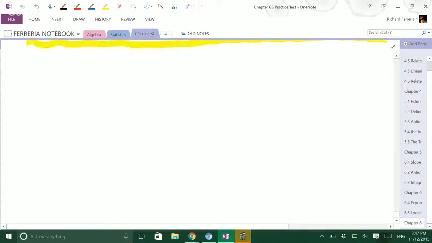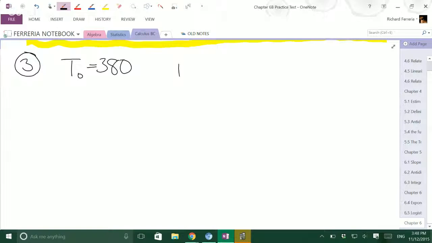Let's take a look at number 3. Newton's law of cooling. The instant the cake is taken out of the oven, its temperature is 380. I believe they're telling you T naught there, right? So T naught is 380. And that better be Fahrenheit. Okay, good. After 10 minutes, the temperature is 250. So the temperature at 10 minutes is 250.